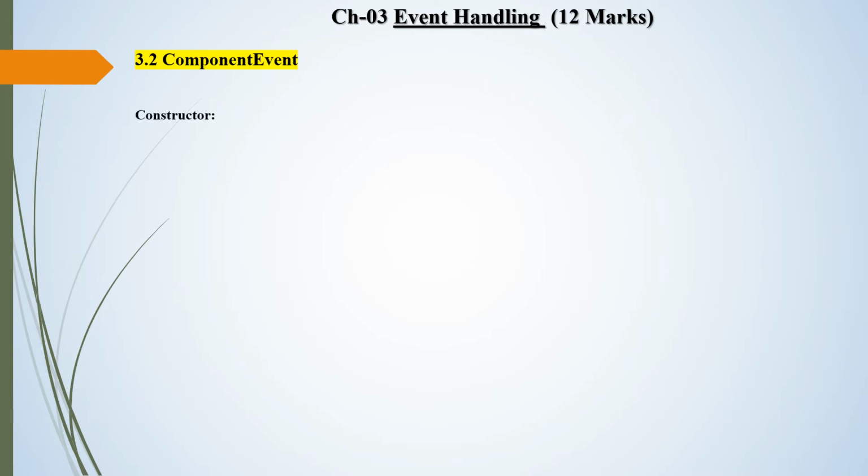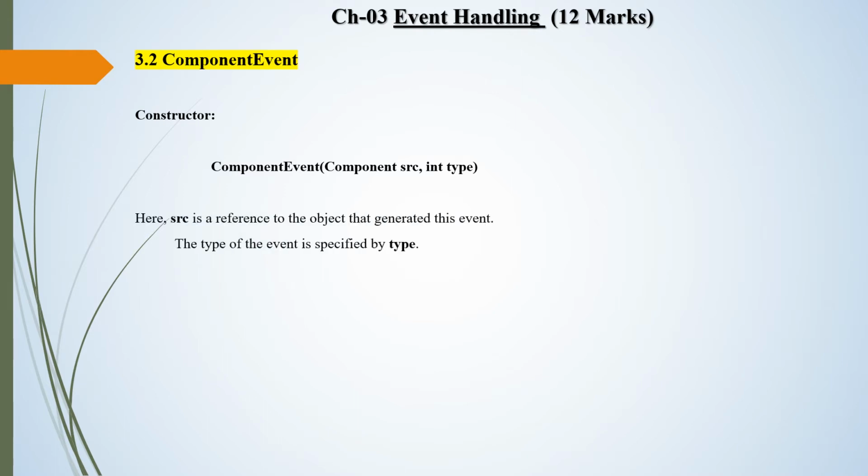Then next we see the constructor of component event. There is one constructor which has two parameters: the first is component source, and the second parameter is integer type. Then we see the description of the parameters. The first parameter, src, is a reference to the object that generates the event. And for the second parameter, the type of event is specified in the type. So the first is the source and the second is the type.